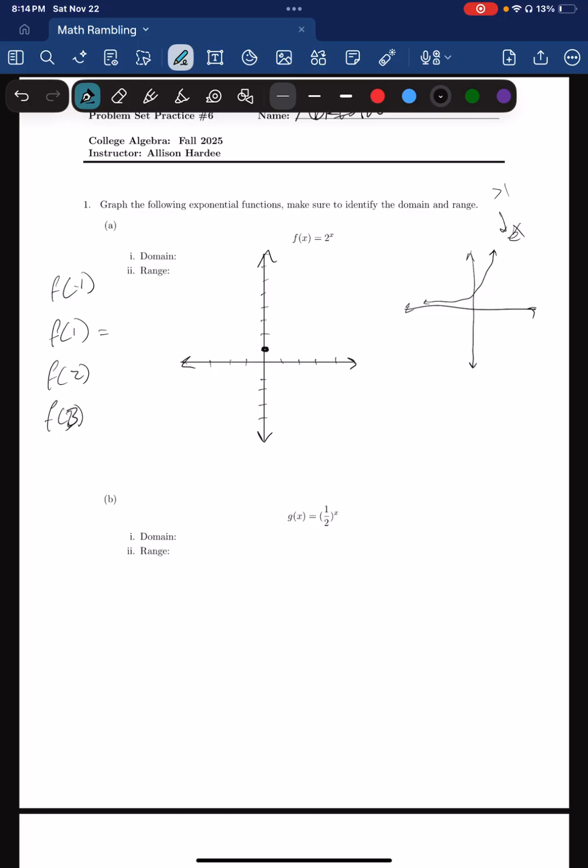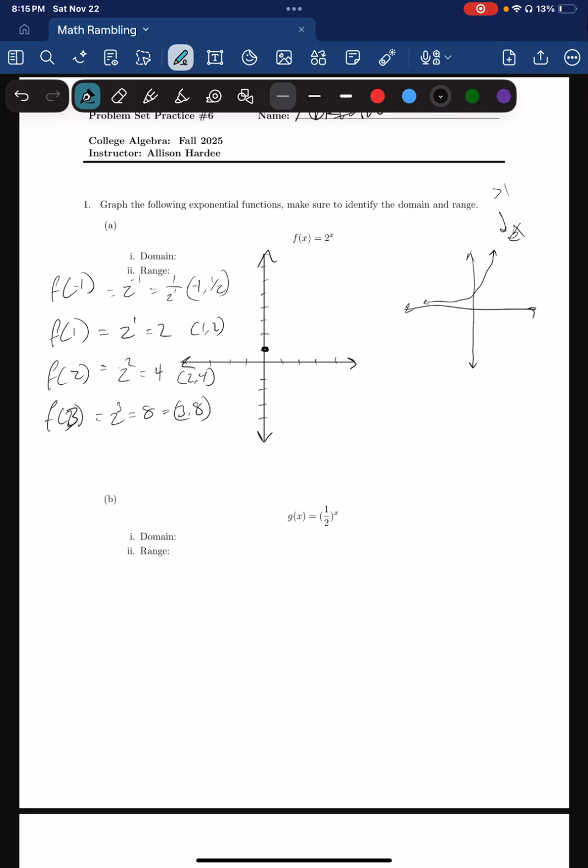So we'll start with 1. f of 1 is the same as 2 to the 1, which is 2, which means that the point (1, 2) is on our function, on our graph. Let's see, f of 2 is 2 to the 2, which equals 4. So we know that (2, 4) is on our graph. f of 3 is the same as 2 to the 3, which equals 2 times 2 times 2, which is 8, which means that (3, 8) is on our graph. All right, f of -1, 2 to the -1, is the same as 1 over 2 to the 1, so 1/2, which means that (-1, 1/2) is on our graph.